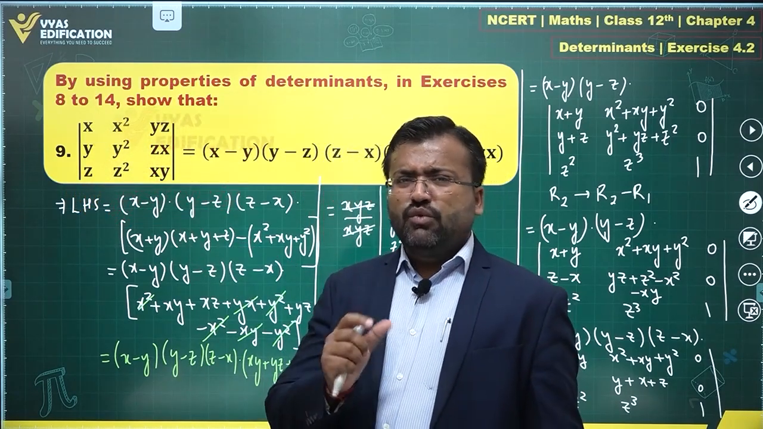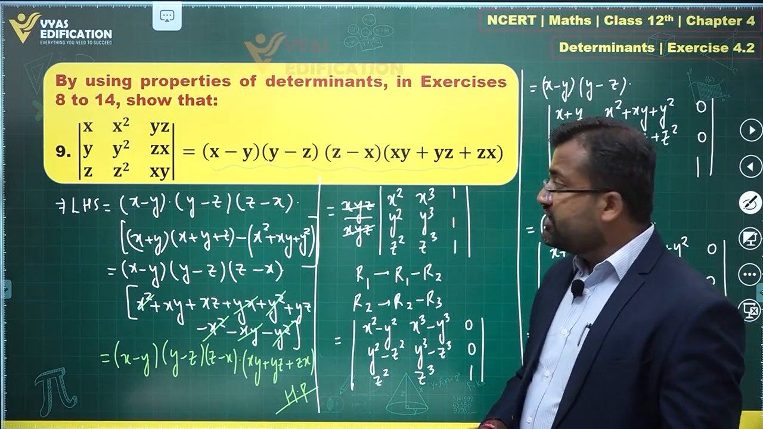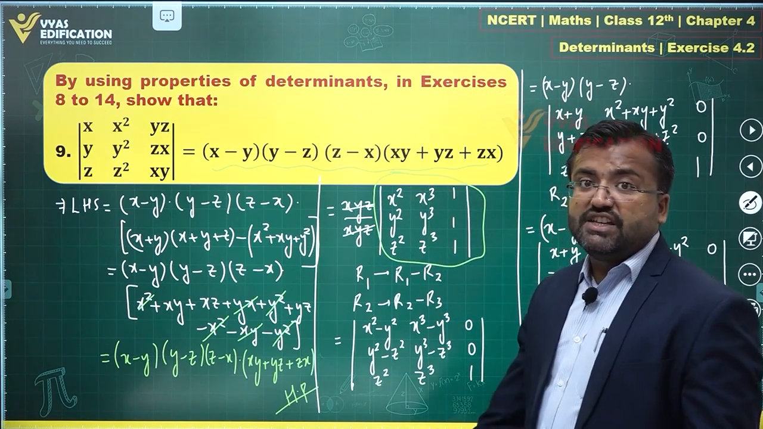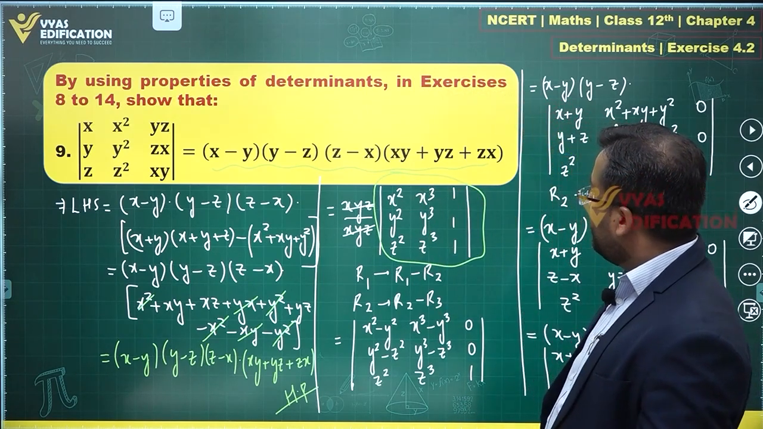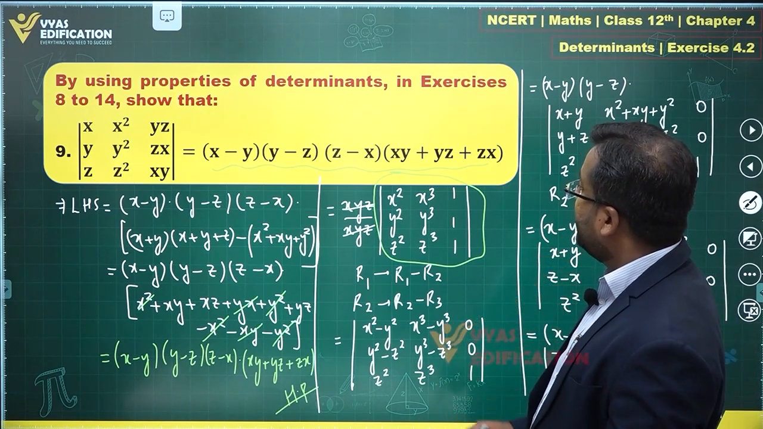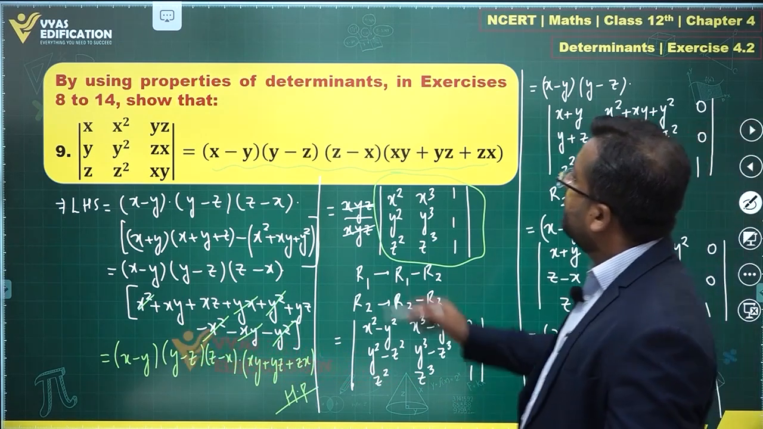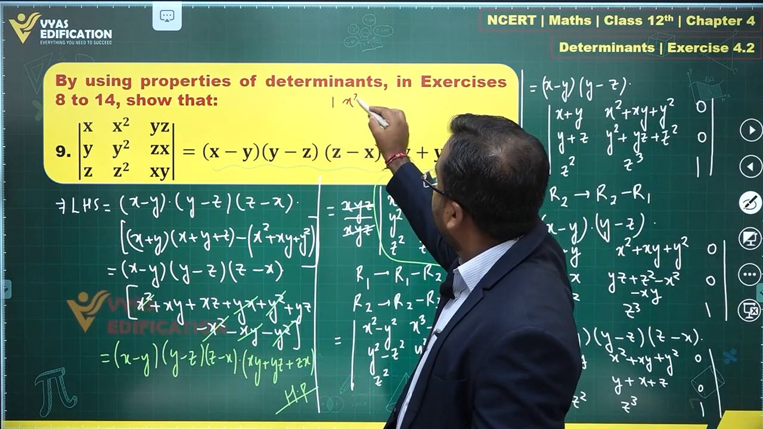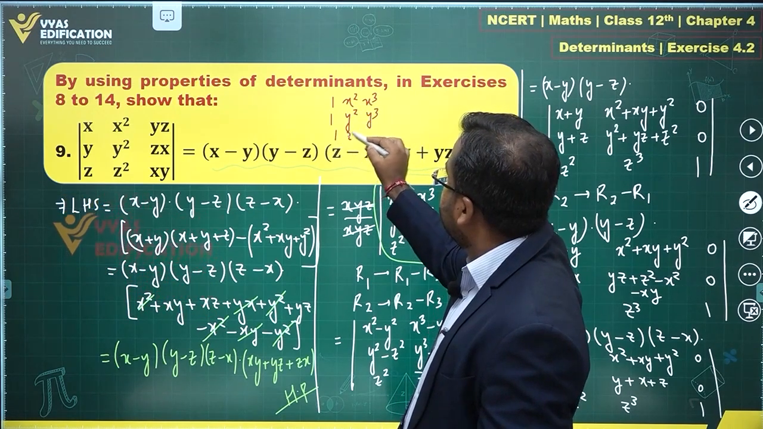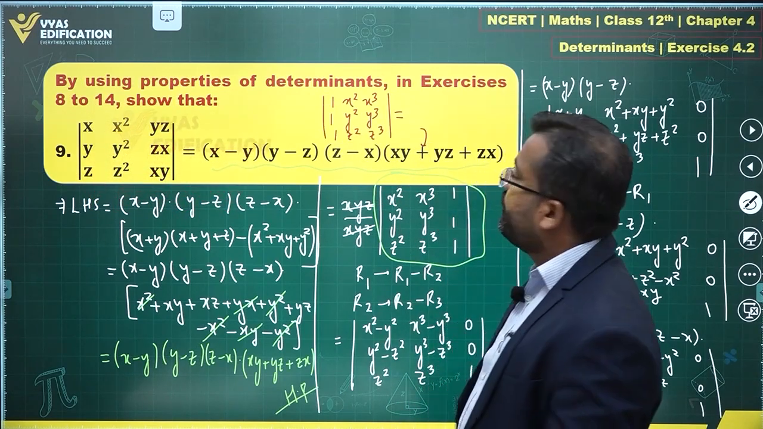But I don't want you to remember in this form. This RHS is also equal to, can you please observe that in the middle we had this determinant. At one stage we reached this determinant. And do I want to remember this one directly? No. I want to remember it in another form. What is that? I want you to remember in this form that 1 x square x power 3, 1 y square y power 3, 1 z square z power 3, this determinant is equal to this value.